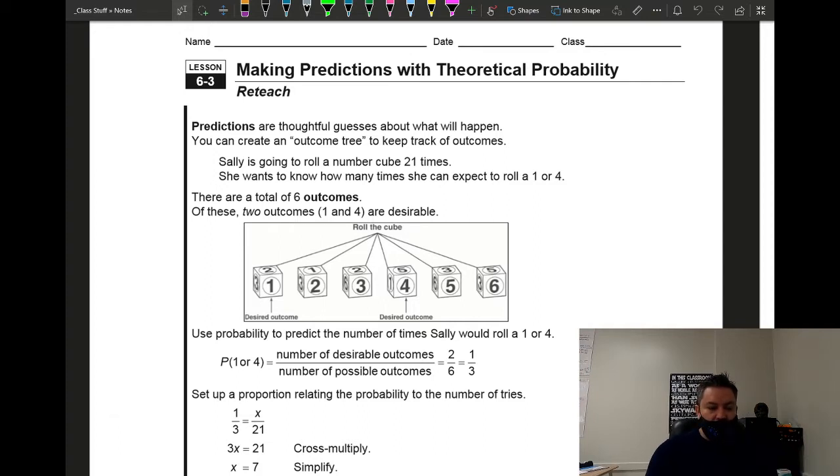So let's keep on talking about making predictions with theoretical probability. Okay, in the past, we talked about just regular probability, finding the probability of compound events. And then basic probability is the probability for one thing, one single event, like flipping a coin. What is the probability of flipping a coin and getting tails? It is 1/2.